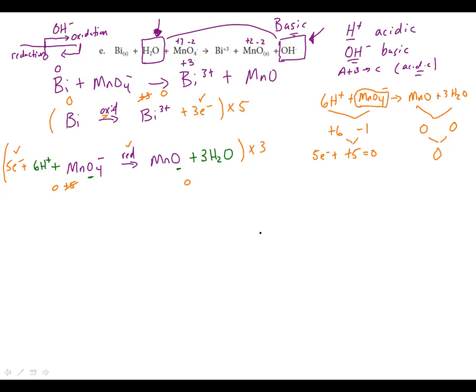And again, I'm just going to rewrite each of those equations below it and multiply each of those numbers in. So that's going to give me 5 of the Bi goes to 5 of the Bi3+ plus our 15 electrons. Multiplying the bottom equation, that will get us 15 electrons plus 3 times 6 is 18 H pluses plus 3 MnO4 minuses gives me 3 MnO and 9 waters.